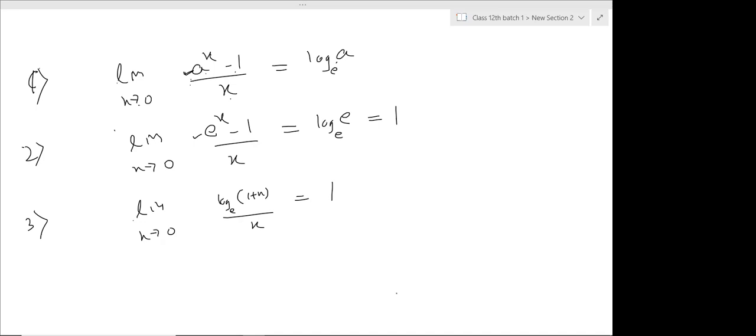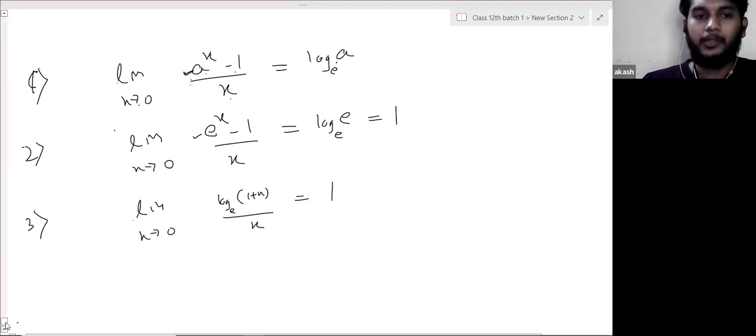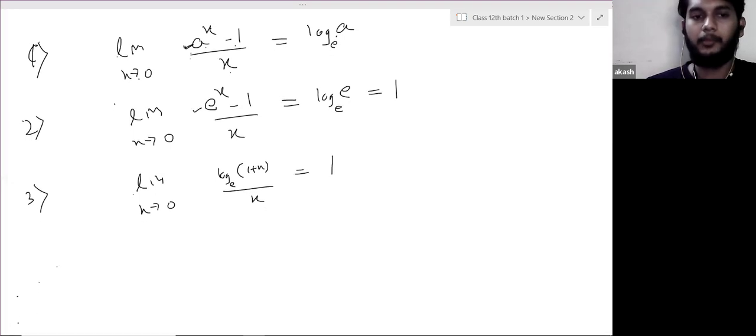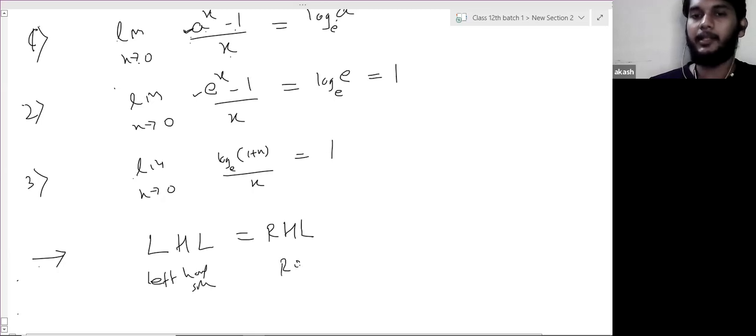Done, sir. All right. So this is the way to evaluate limits. Now the question arises, when does the limit exist, and when not? If somebody asks you to find if the limit exists or not, we say, if LHL equals RHL, I hope you remember this. This is the left hand side limit. This is the right hand side limit. Then we say the limit exists.